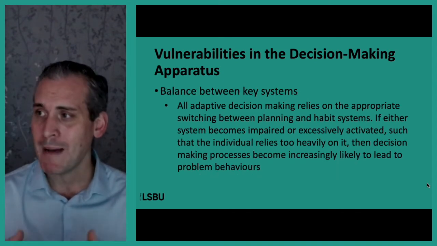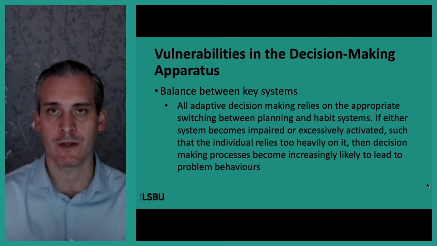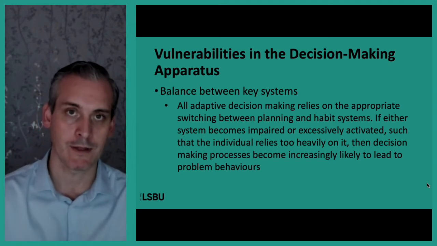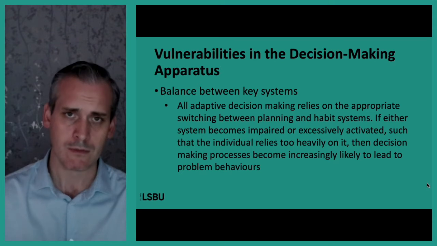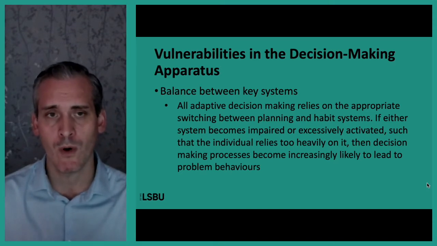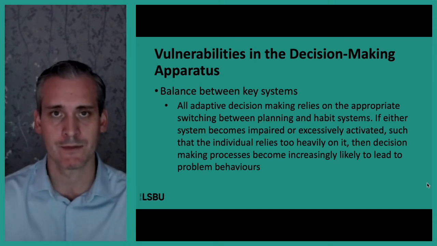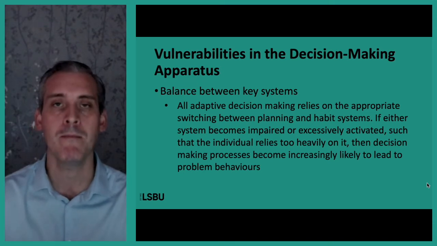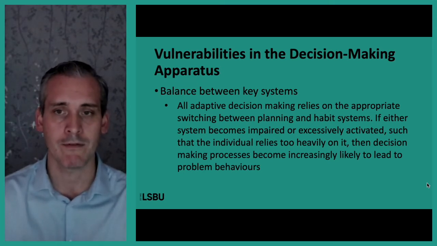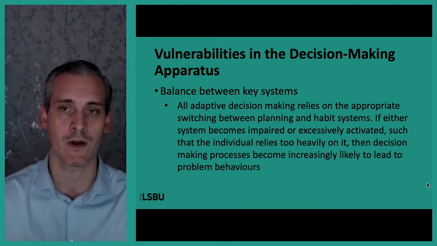And then there's this whole balance between key systems. These are just some of the systems that are identified in the Redish et al. paper, but all of these systems have to balance, and any imbalance with any of them can have a big impact on the way in which our decisions are made over a longer period of time.